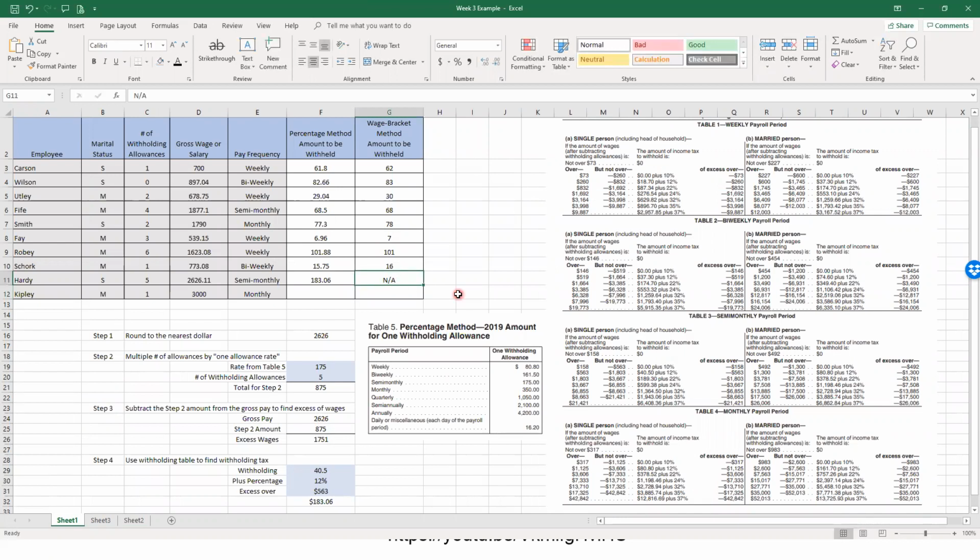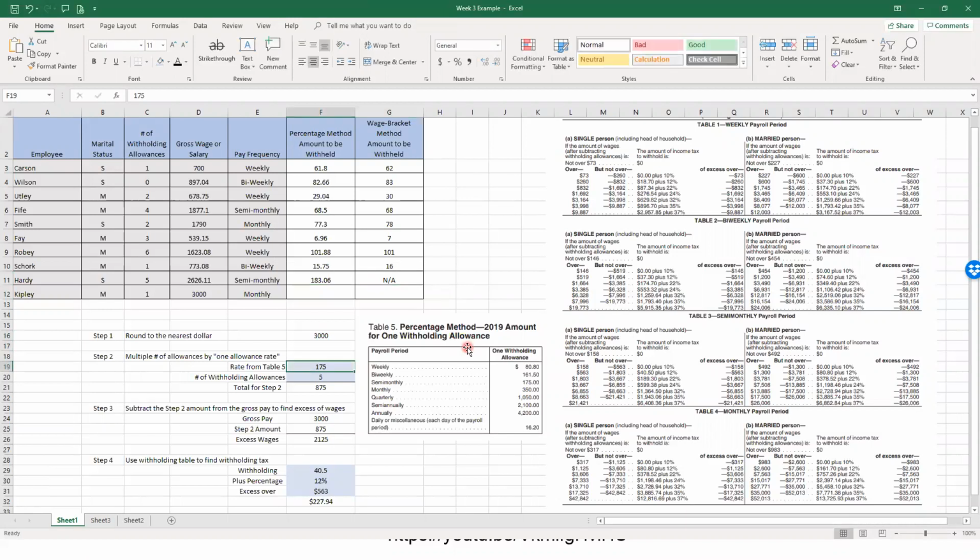It's not 0, because 0 indicates that there is a 0 amount withheld using the wage bracket method, but you need to put an NA in there to designate the fact that you cannot use the wage bracket method to do the calculation here. So please be clear on the fact that you don't put a 0 in there, because that indicates a 0 amount of withholding, not that it's not applicable to use the wage bracket. Okay, so I wanted to make sure that I included that one specifically.